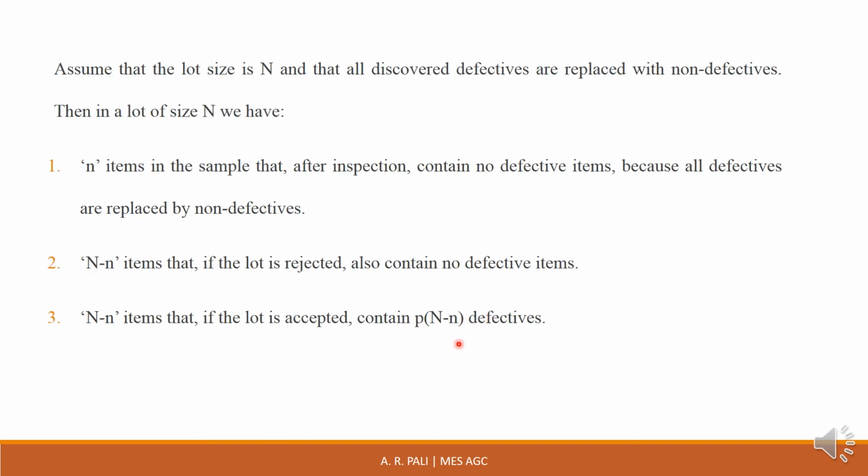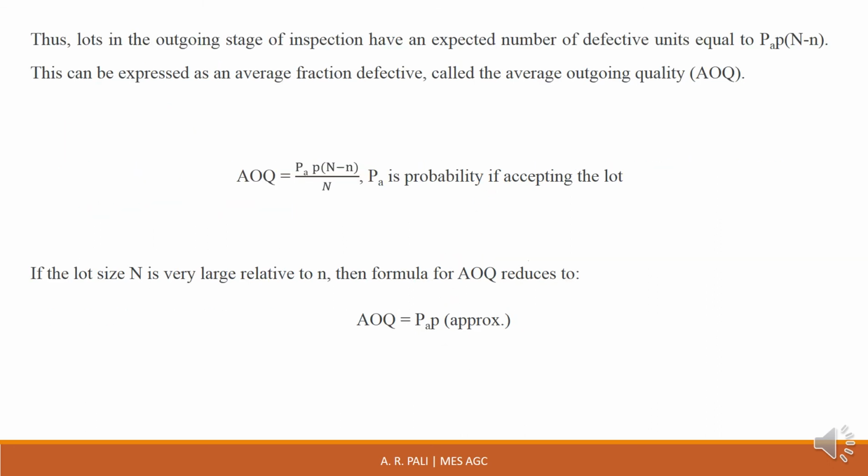P into N minus n: these are the number of defective items if the lot is accepted. No defective items if the lot is rejected. So if the lot is rejected, there is no number of defective items. If the lot is accepted, then we need to find out the expected number of defective units, which will be weighted by PA, the probability of accepting the lot, because if rejected, then no defective items.